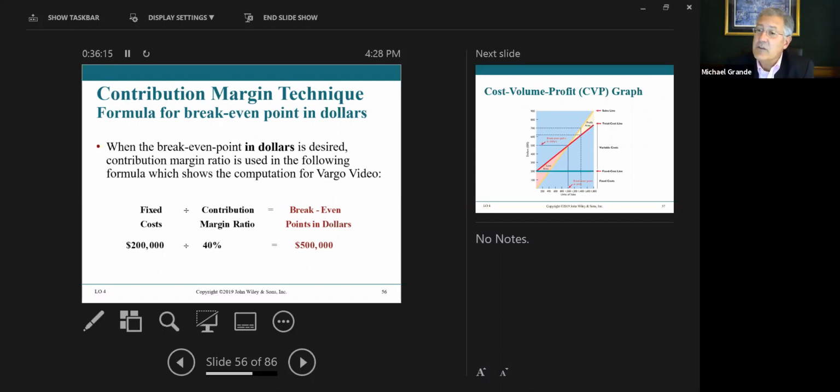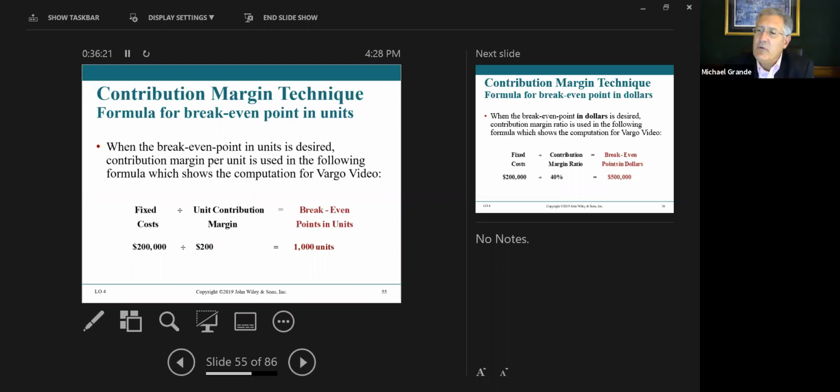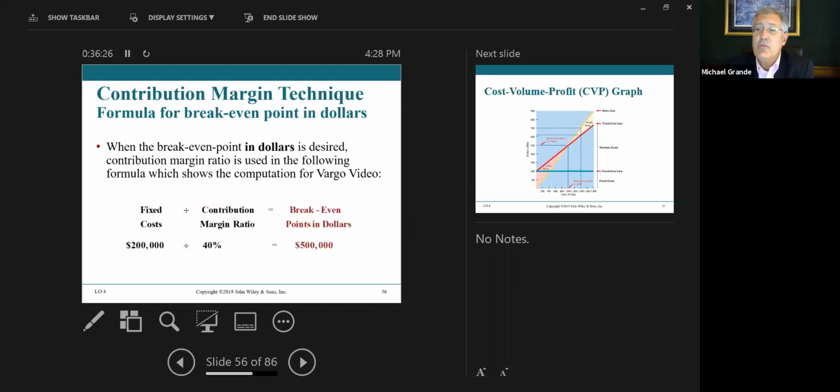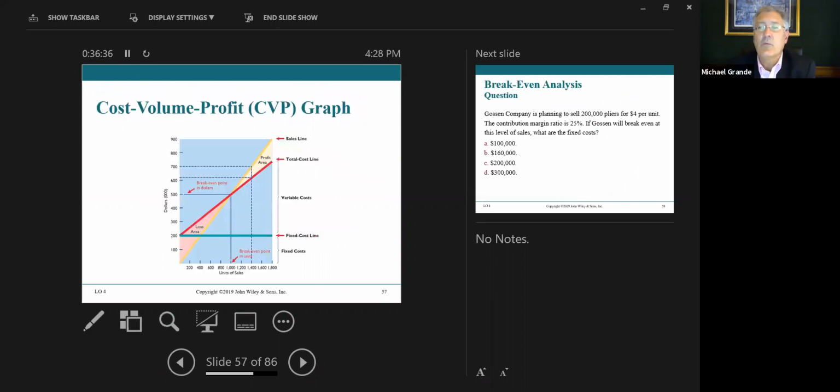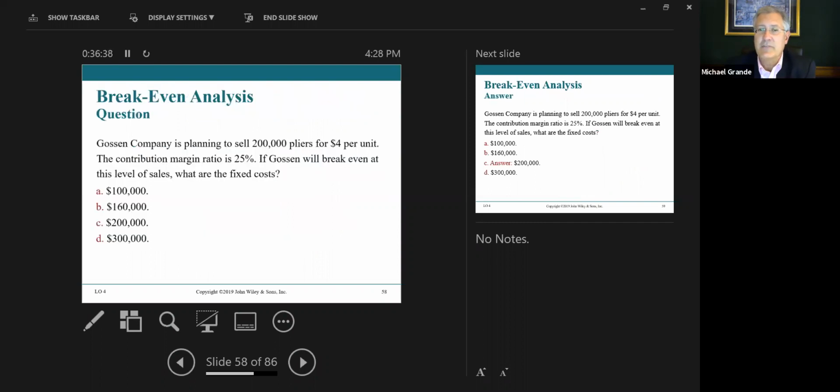Total sales of $500,000. So let's also remember this. If the break-even point in units is 1,000 units, and you remembered that the sales price per unit is $500, the break-even point in dollars is $500,000. We don't want to worry about graphs.